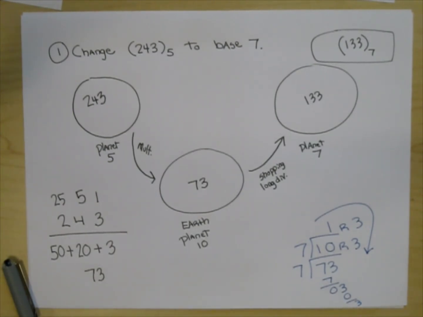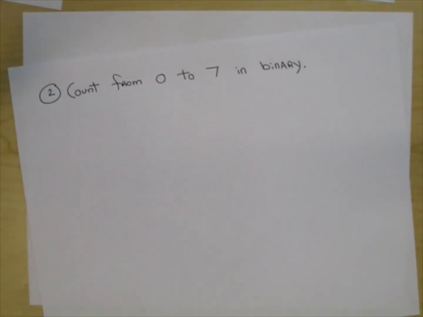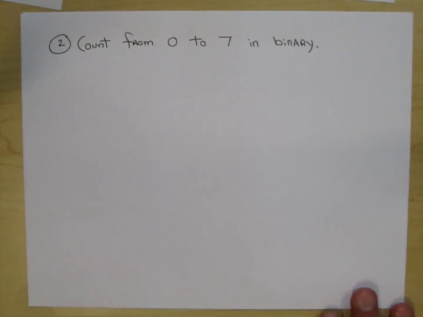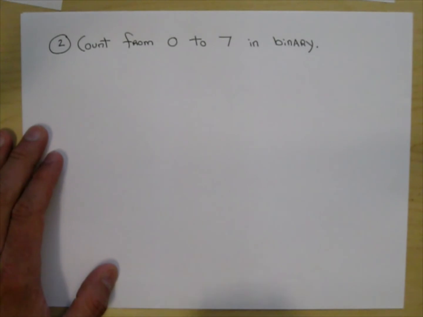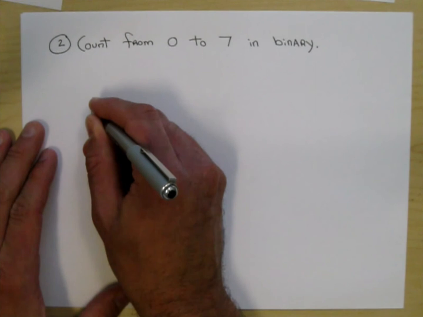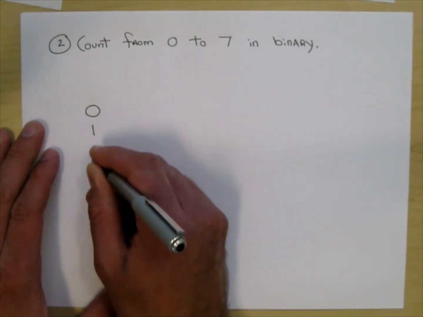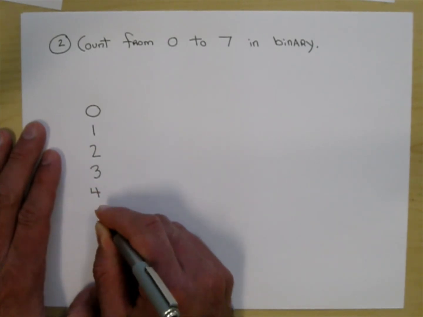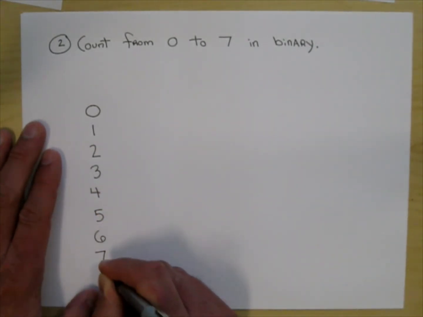Okay, let's do the last problem. This problem actually could be skipped. You're not going to have to do anything like this in your homework, but some of you are going to find that this is really cool. We're going to count from 0 to 7 in binary. Okay, so let's count from 0 to 7 just in base 10. So 0, 1, 2, 3, 4, 5, 6, 7.